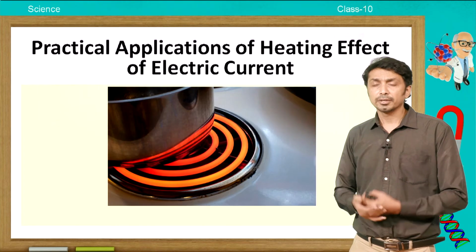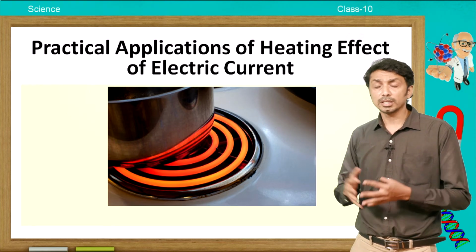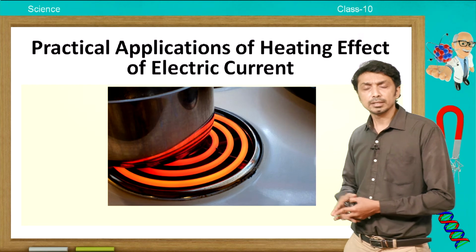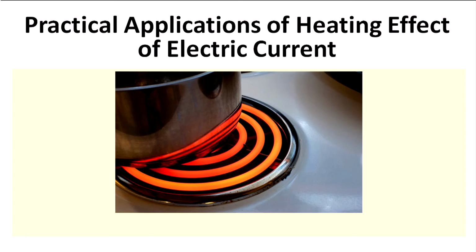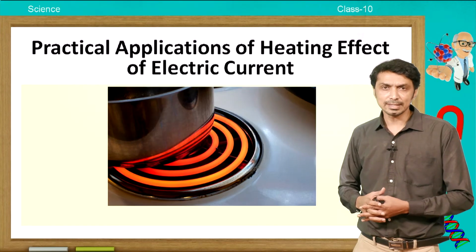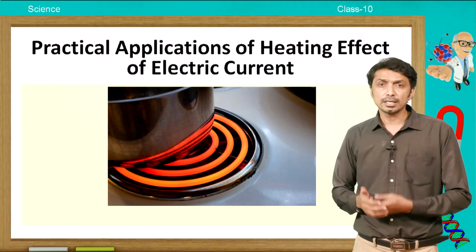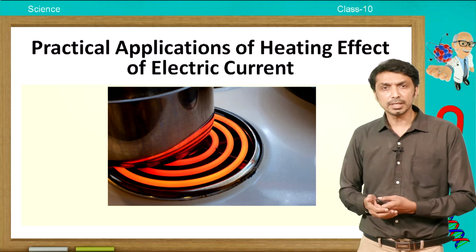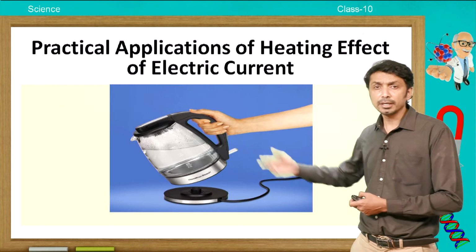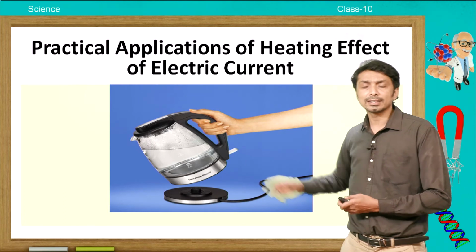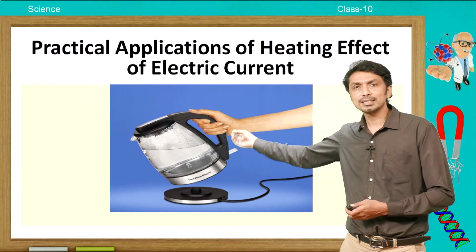So, these are the practical applications of Joule's law of heating, or the heating effect of electric current. The reason these appliances produce higher temperature is their resistance. We use such conductors where the resistance is high to produce more heat energy. And what is this? This is an electric kettle. Again, here it uses electrical energy to produce more heat because its resistance is higher.